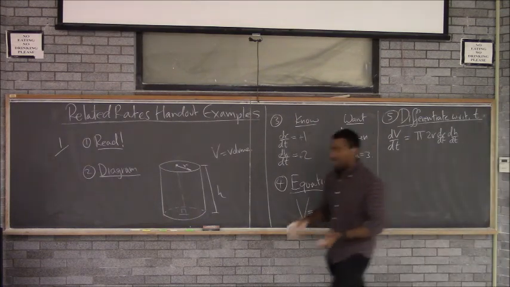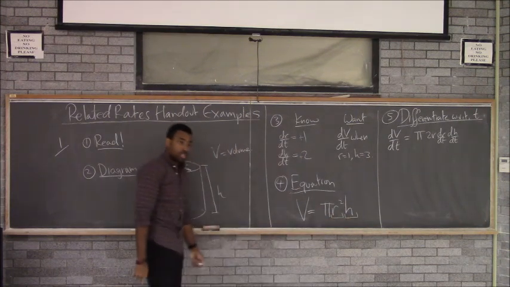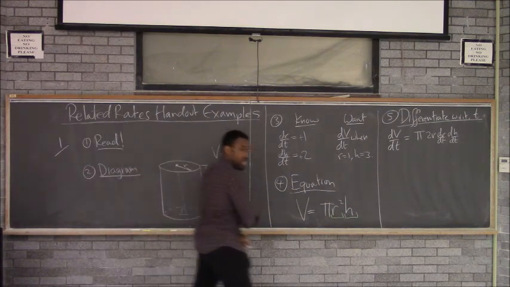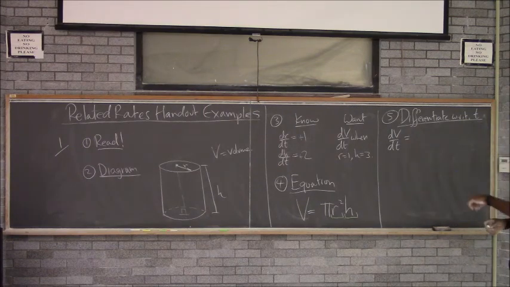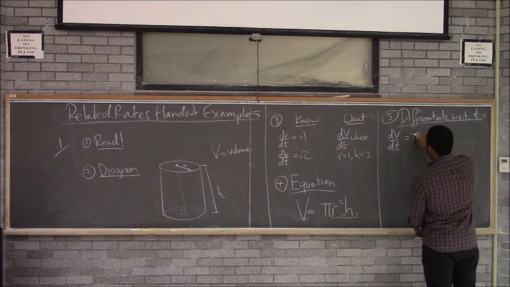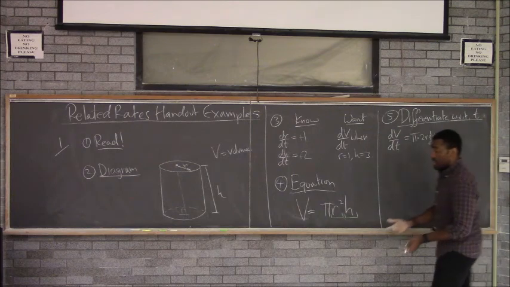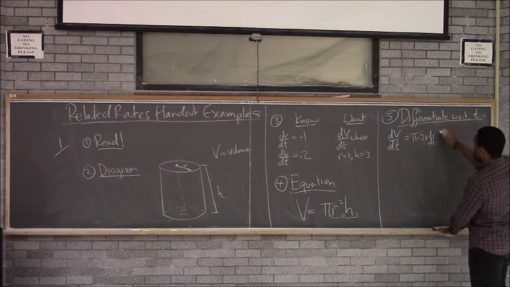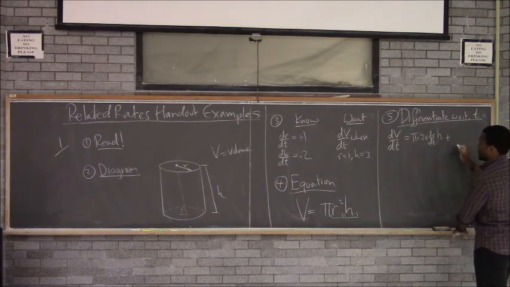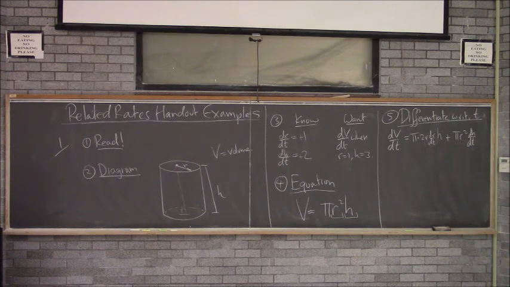All the rules apply all the time. R is one function of t, h is another function of t. There's a product of functions here. You need the product rule. So, what we're going to do is differentiate the r first, leave the h, then differentiate the h, leave the r. So it's pi times 2r dr dt. It's dr dt because I'm differentiating implicitly with respect to time. And I leave the h alone. Plus, now I leave the r alone and I differentiate the h, which is dh dt. So I apply the product rule.